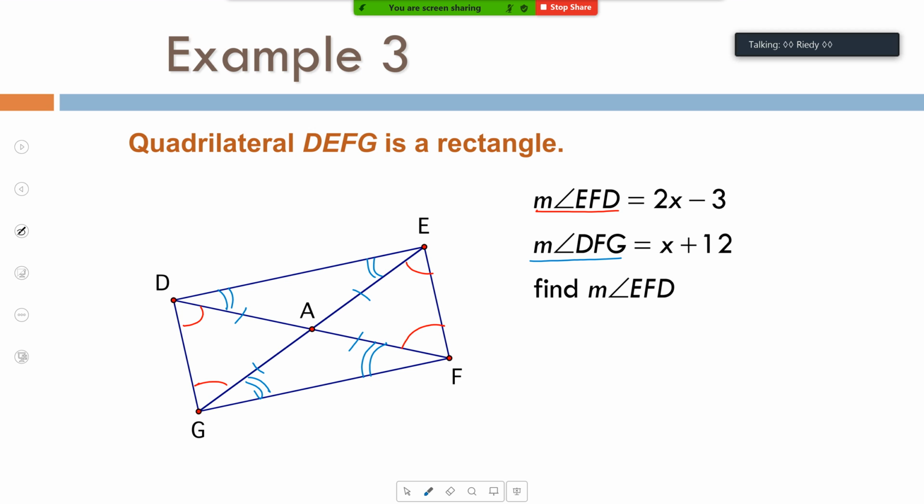And then just to make things a little bit more confusing, this angle is equal to that angle, and this angle is equal to that angle.